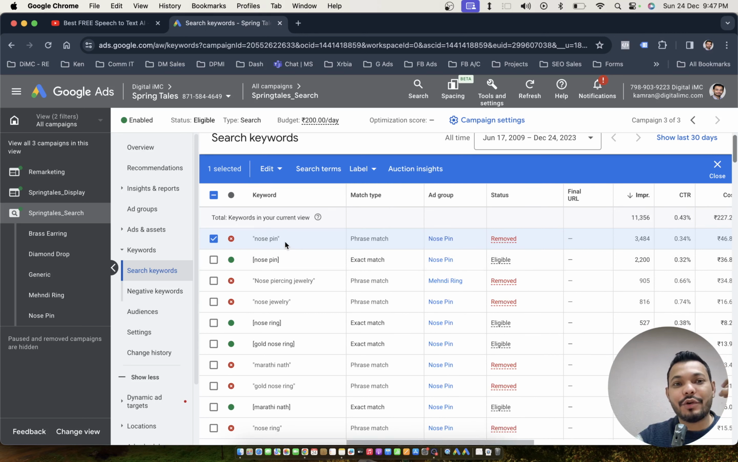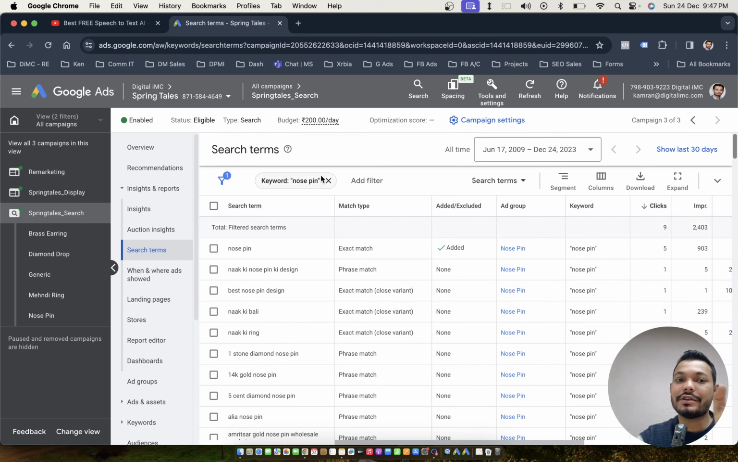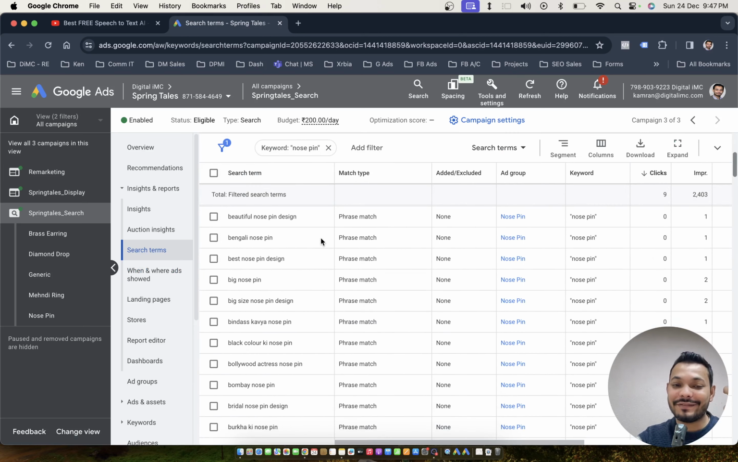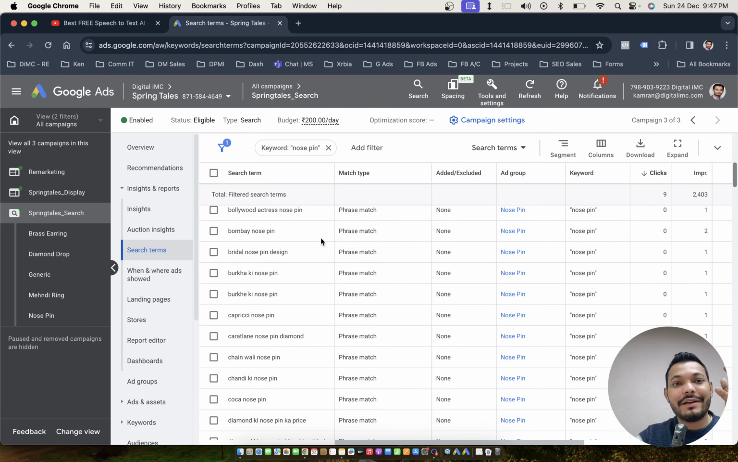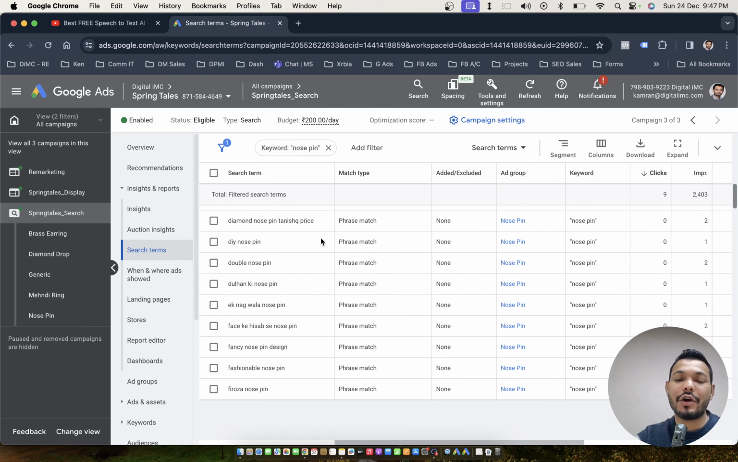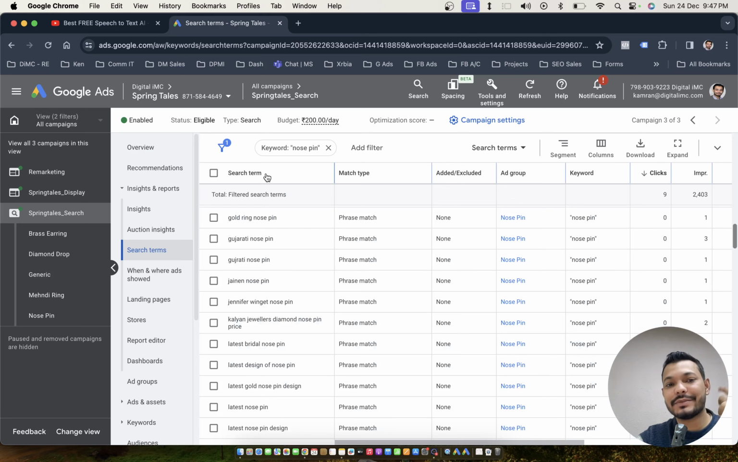So in that case, we want to see the search term report. So what we do is simply click on this keyword again, and then we choose search term. By choosing the search term report, now I'm actually looking at all the searches, not the keyword, but what people have typed in Google. We call them search terms. We can also call them search queries, or simply searches.